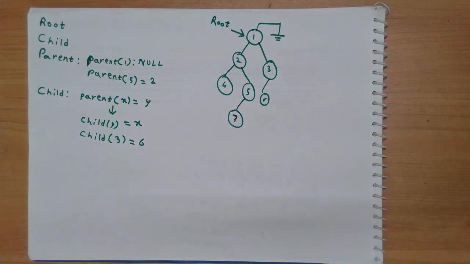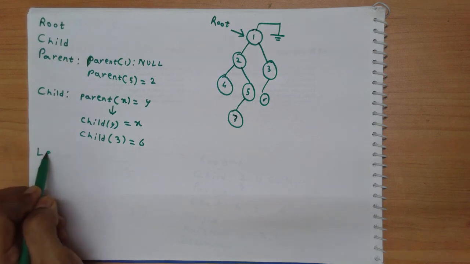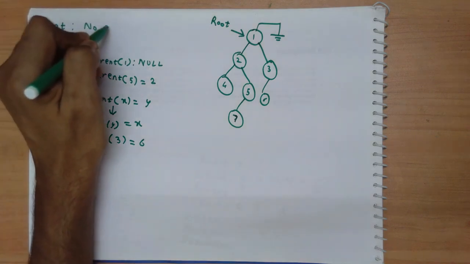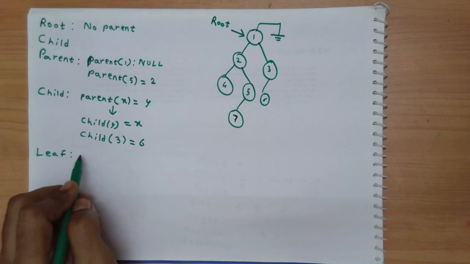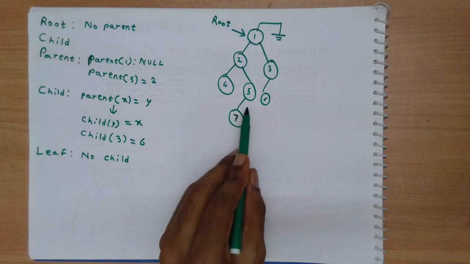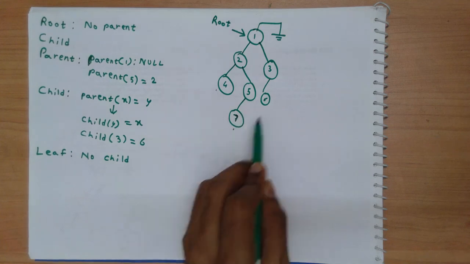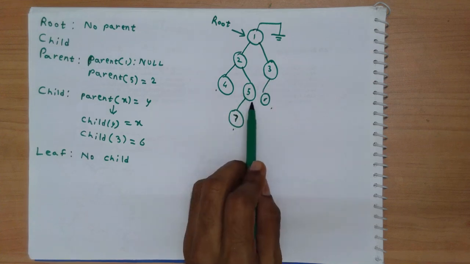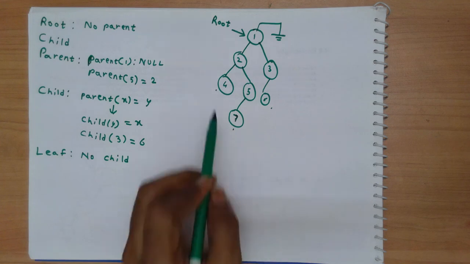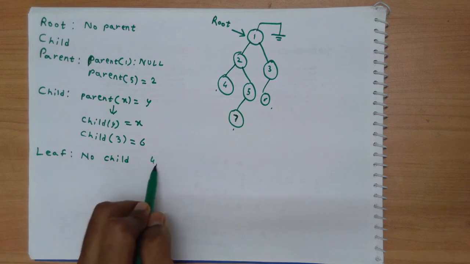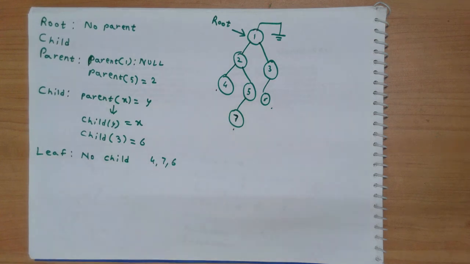Now that we have defined root, child, parent, we have to define something called leaf. Just like root had no parent, leaf would have no child. So the list of leaf nodes in this particular tree is 4, 7 and 6. 5 and 3 do not qualify as leaf because they have at least one child. We have to pick up only those nodes that do not have any children. So 4, 7, 6, these are my leaf nodes.